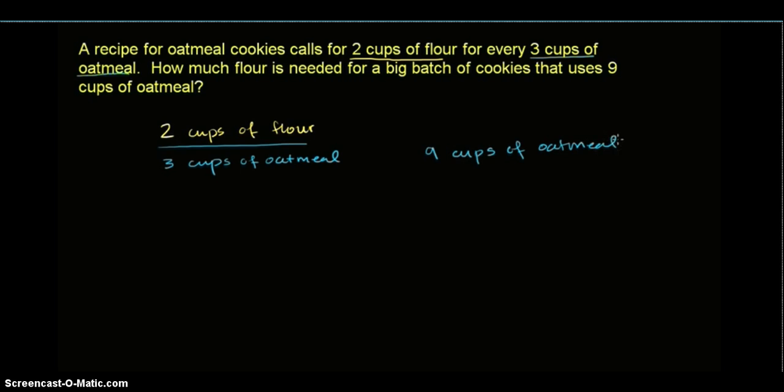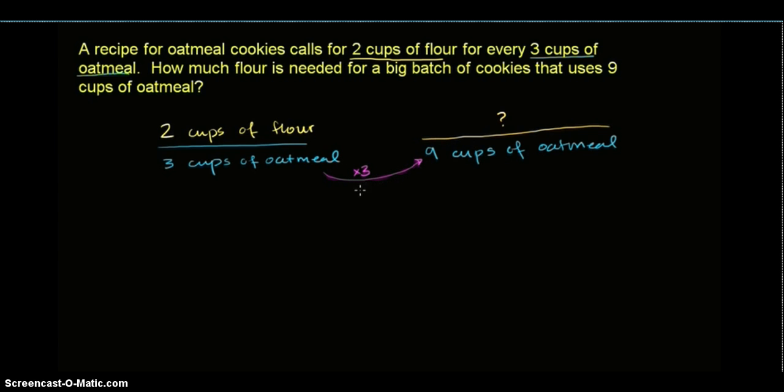And I'll show you a couple of different ways to think about it, and whatever works for you, that works. So first of all, one way to think about it: we know if we have 3 cups of oatmeal, we should use 2 cups of flour. But what we don't know is if we have 9 cups of oatmeal, how many cups of flour do we use? That's what they're asking us. But if we're going from 3 cups of oatmeal to 9 cups of oatmeal, how much more oatmeal are we using? Well, we're using 3 times more oatmeal, right? We're multiplying by 3.